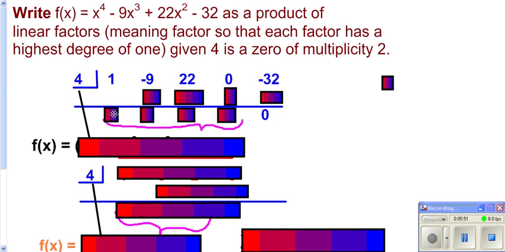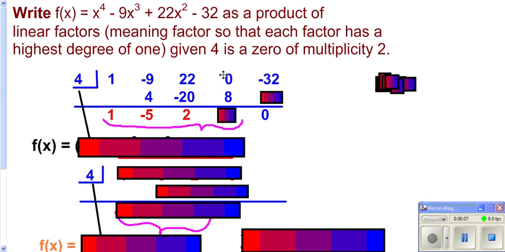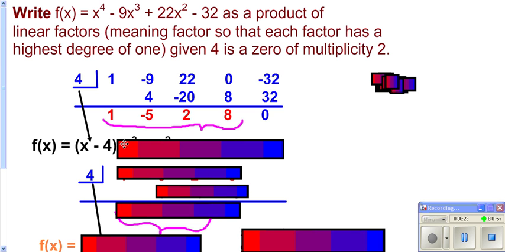So you bring down your 1, multiply that red 1 times your 4, you add down, you multiply, you add down, you take your 2 times your 4, you add down, you take your 4 times your 8, you add down, and it does give us our 0. Since 4 works, we know that x minus 4 is a 0, or a factor.